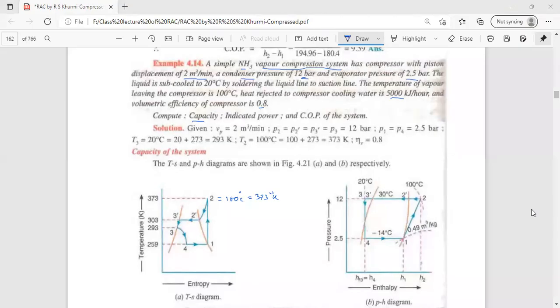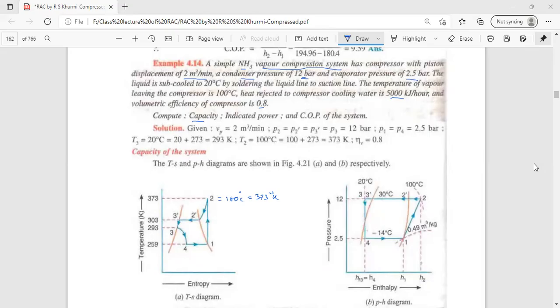Now, what we are supposed to calculate here are the capacity, indicated power, and COP of the system itself. Capacity means the maximum capacity of the refrigerating system, and indicated power means the power absorbed during the compression, and the coefficient of performance of the system itself. So what is given?